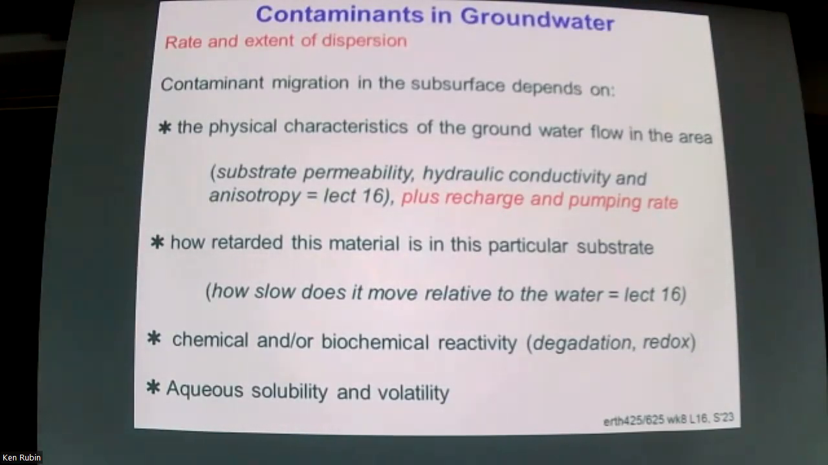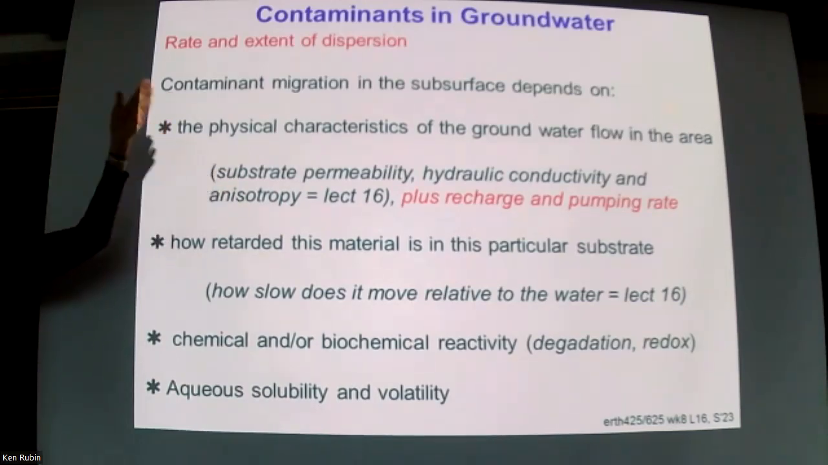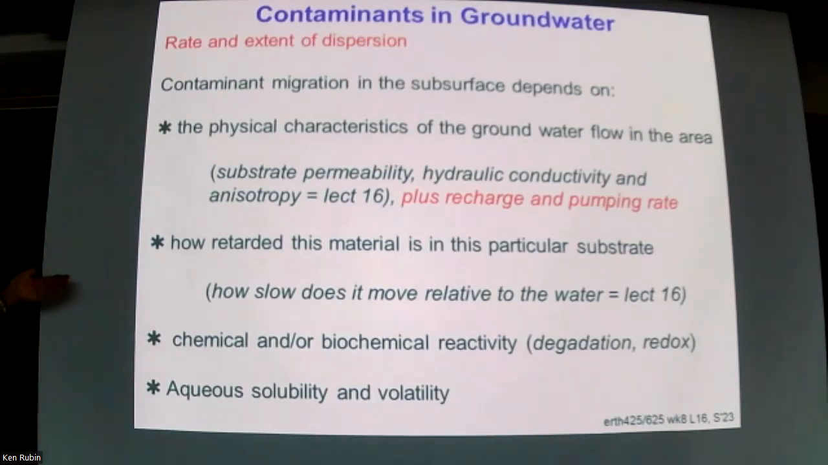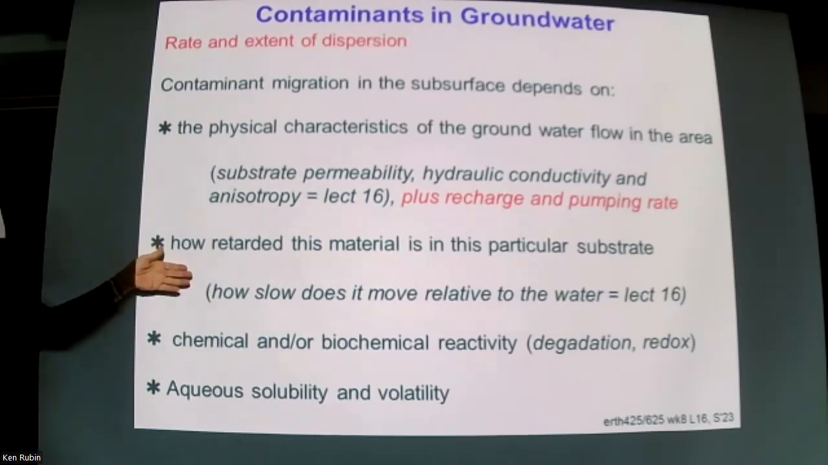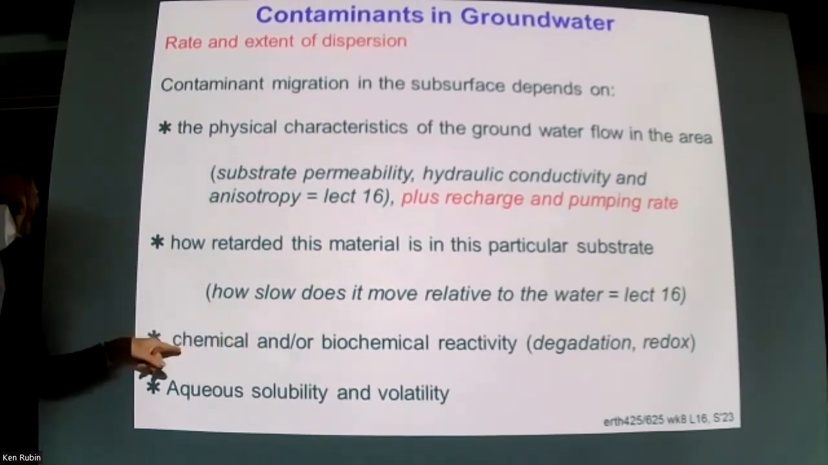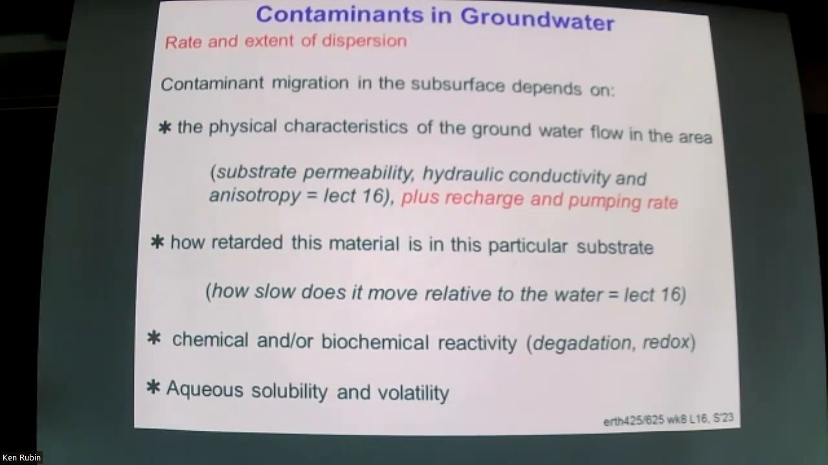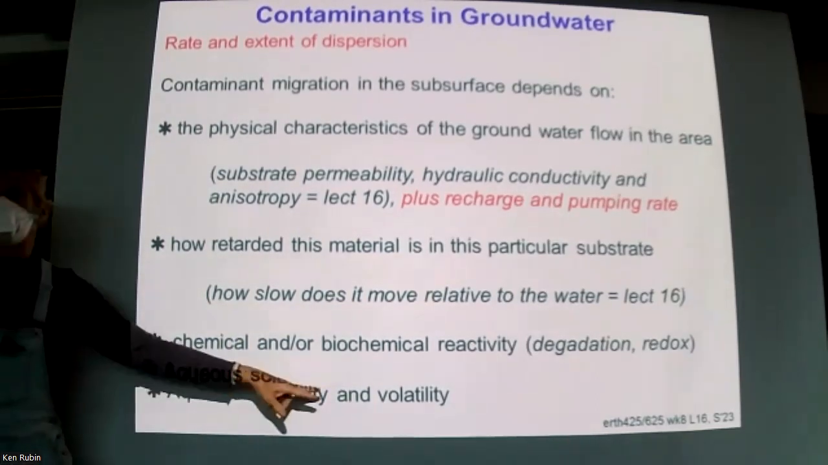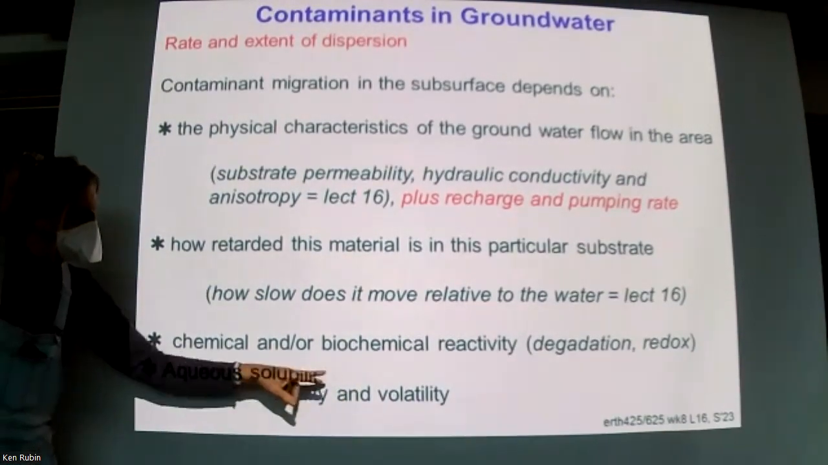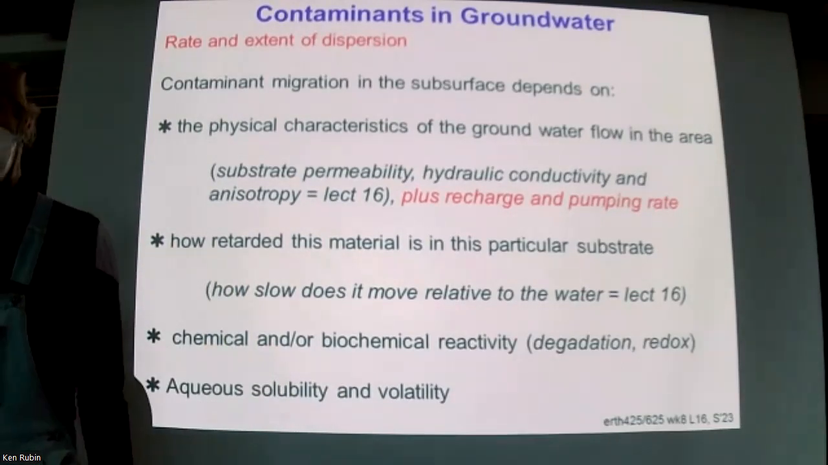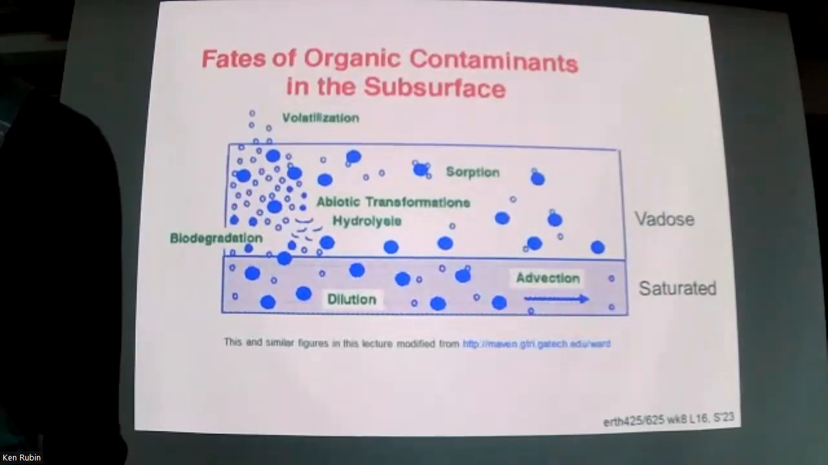So how worried should I be, and how far is that stuff going to go? The things we have to think about are the physical characteristics of groundwater flow, which we just went through. How retarded is that chemical, methyl tert-butyl ether, or anything else, in that particular substrate? Does it have chemical or biological activity? Does it react with something? Does it dissolve in water? And is it volatile? Especially for organic chemicals, these two components, which we're going to dissect in a lot more detail next time, have a big effect on their dispersion in the subsurface.